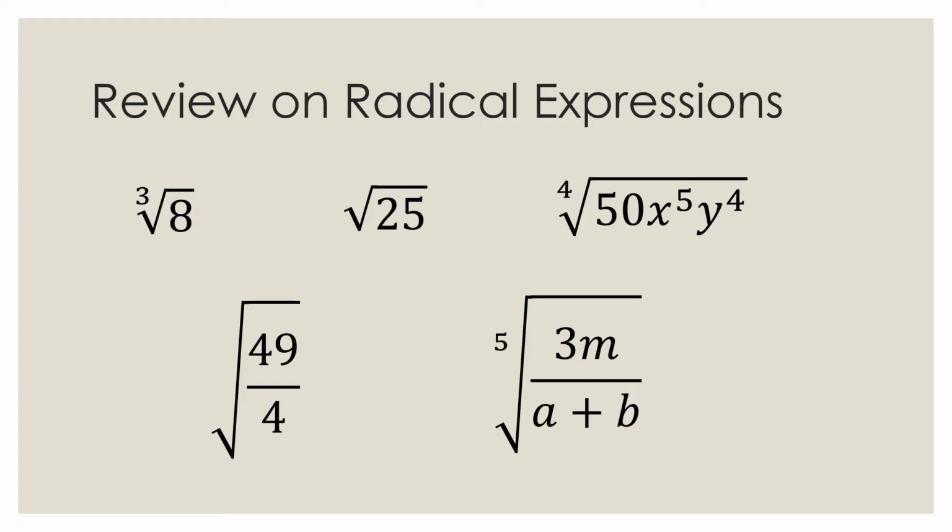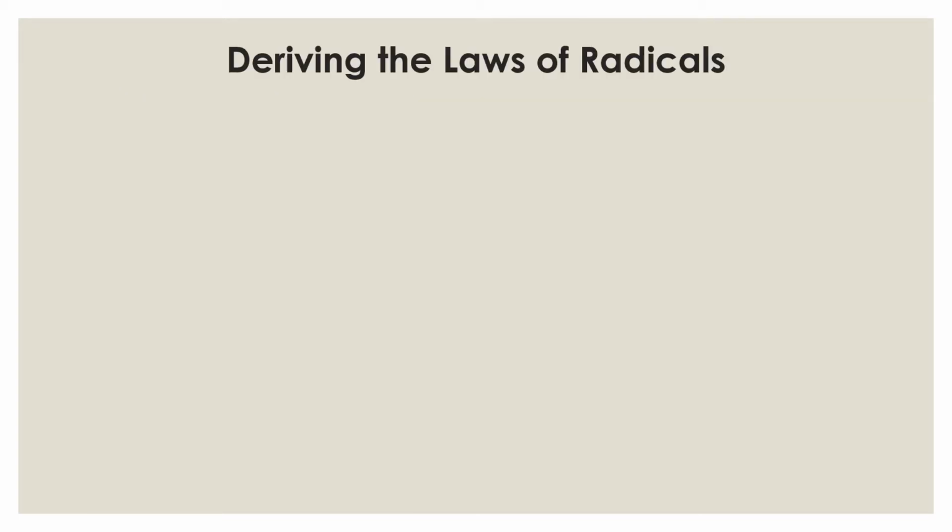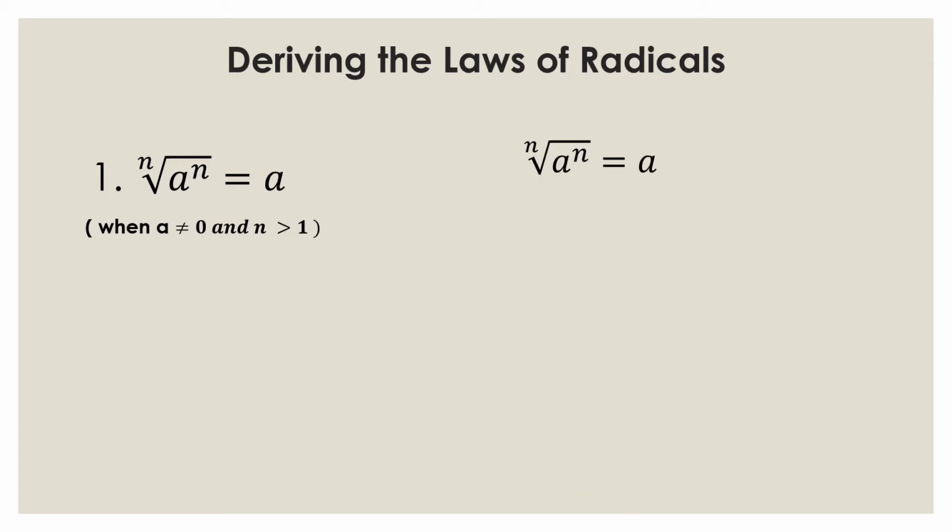Now let us start. Here are the 6 laws of radicals and the derivation of some examples. The first law is the nth root of a raised to the power of n is equal to a, when a is not equal to 0 and n is always greater than 1.